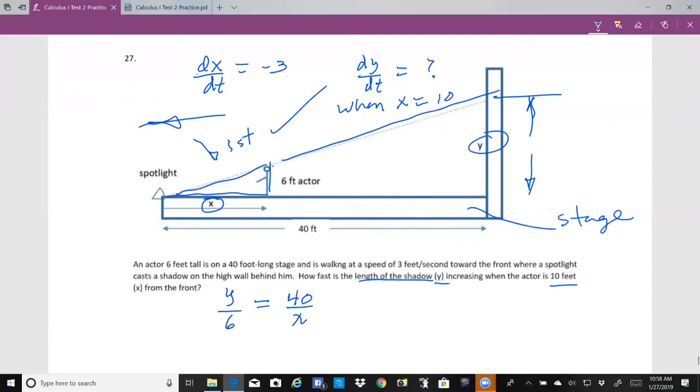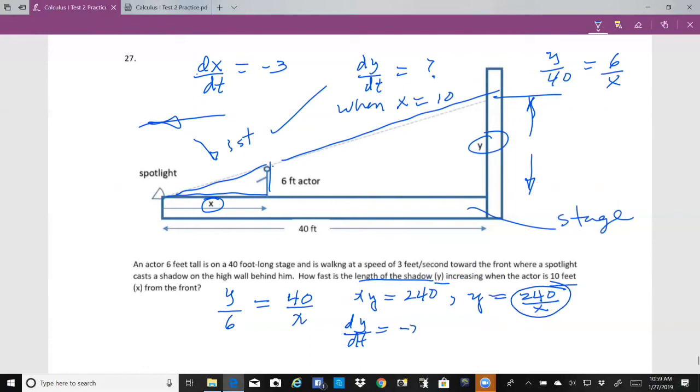You could also say that y over 40, which is the tangent of that angle, is also equal to the tangent of 6 over x. And either way, you're going to get xy equals 240. So solving for the height of the shadow, we get y equals 240 over x. And we want dy/dt. So dy/dt is equal to the derivative with respect to x, which is minus 240 over x squared, times dx/dt, the chain rule.